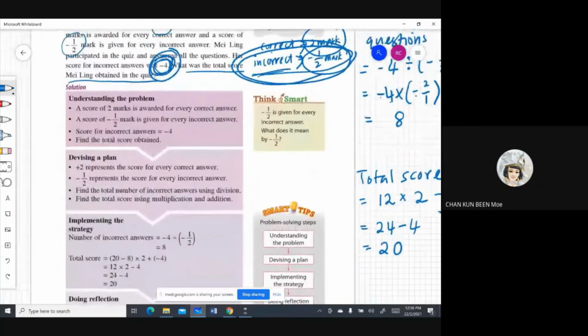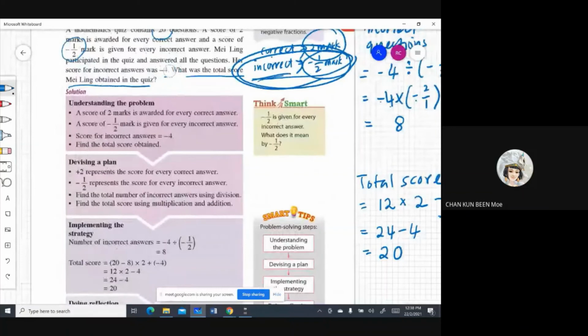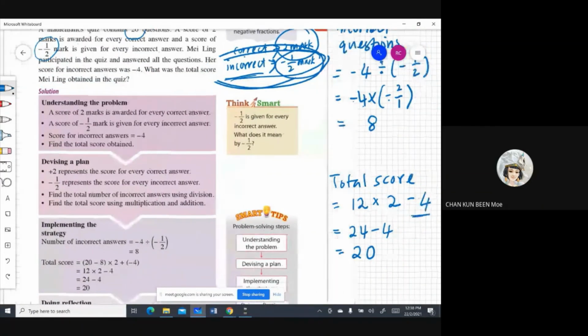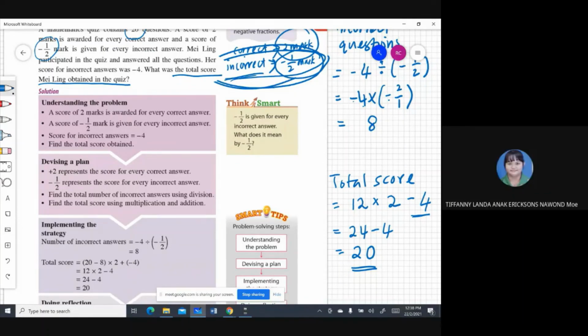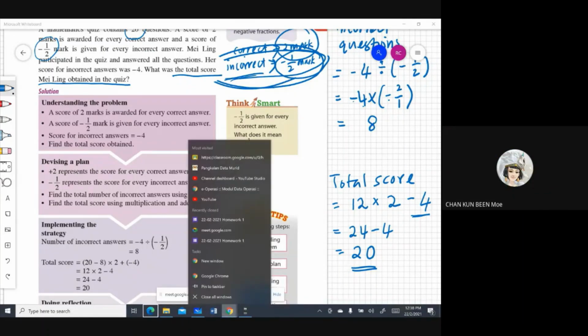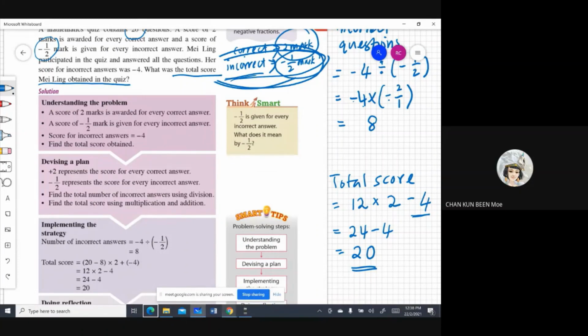Lastly, next time you just need to answer the question just like what you did in your primary school. After you have solved all the questions and got the 20, you re-answer in the answer section: the total score Mei-Ling obtained in the quiz is 20 marks. You answer it that way. Clear? That is almost the end of our lesson.